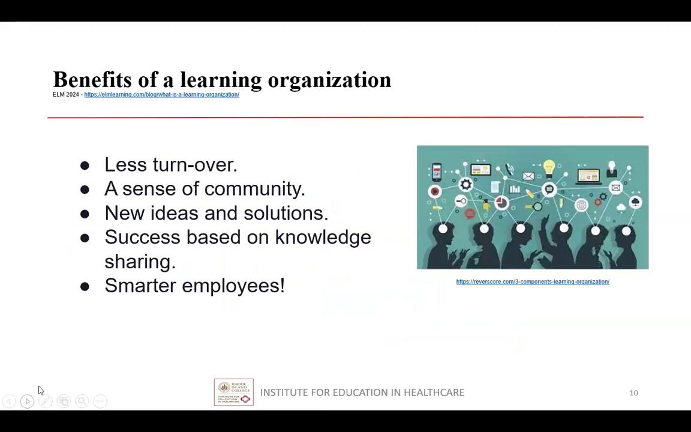So what was the draw of learning organizations and moving away from that traditional model? You can see here, there are 5 core components that have been identified. Less turnover, a sense of community, new ideas and solutions, success based on knowledge sharing, and smarter employees. What does this all mean? Let's start with less turnover.